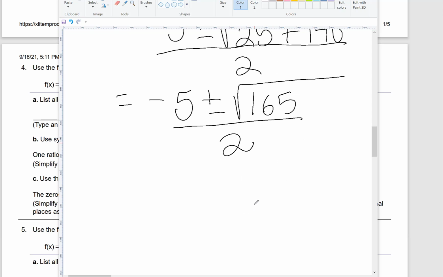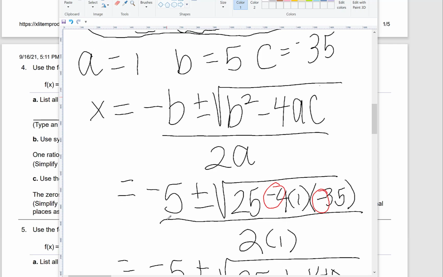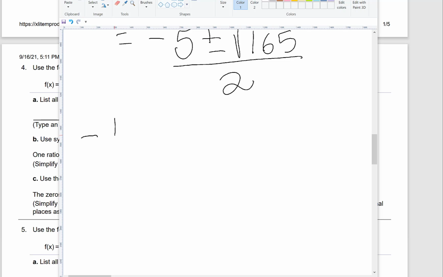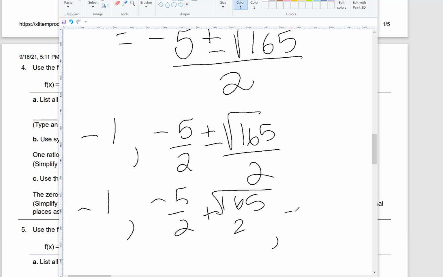That means there are 2 roots here. Now remember, we did find one root originally. We found that negative 1 is a root. So negative 1 is a root. Negative 5 over 2 plus and minus the square root of 165 over 2. This 2 belongs to both of these, so we must write it under both. And if I want to separate them, negative 5 over 2 plus the square root of 165 over 2, and negative 5 over 2 minus the square root of 165 over 2.